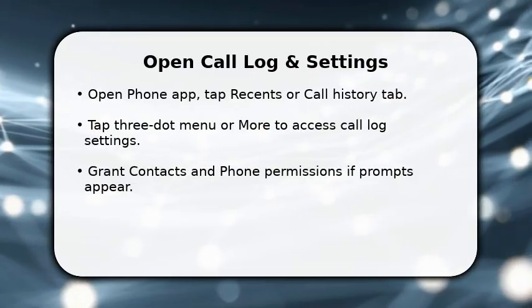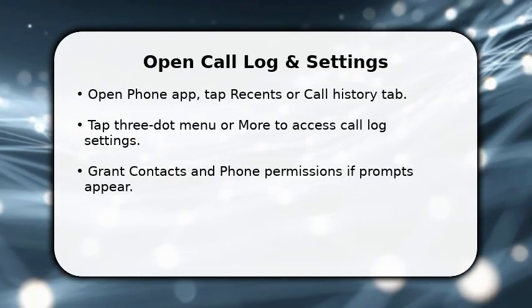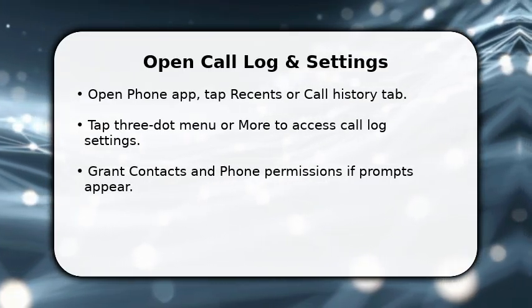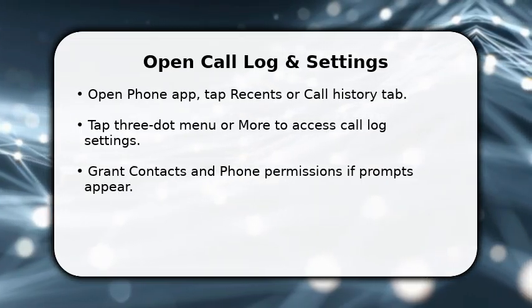You start by opening the phone app and tapping Recents. That shows your call log. Once there, tap the three-dot menu or more to reach Settings. This is where you control deletion, filters, and display.